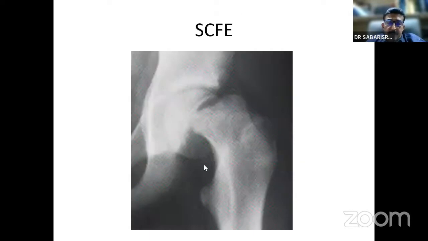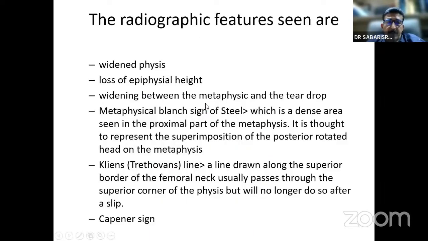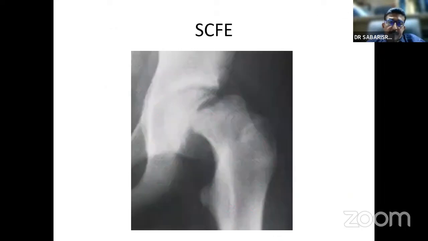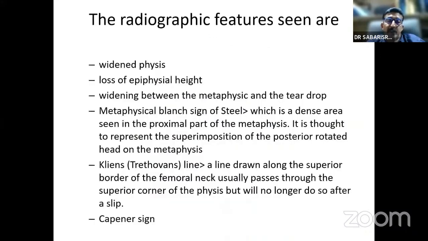If you want to see here, you can see there is definitely widening of the physis. That can be seen along with a loss of epiphyseal height. The epiphyseal height will be shortened and it looks like a sickle. That's called the sickle sign. And the widening of the physis, if you are asked, the earliest finding in slipped capital femoral epiphysis, the radiological finding is rarefaction at the physis and widening of the physis.